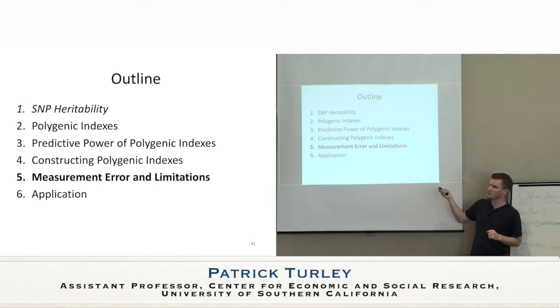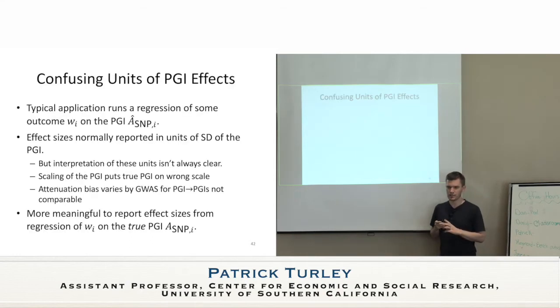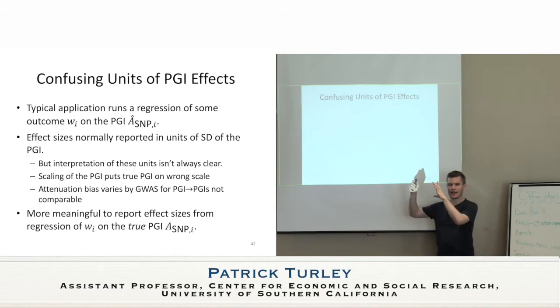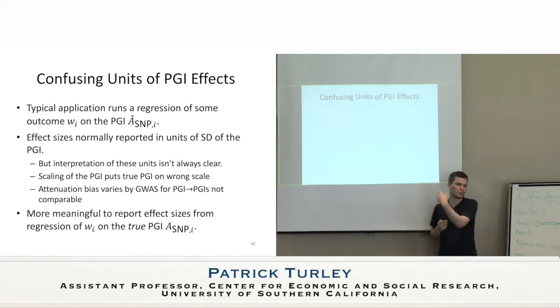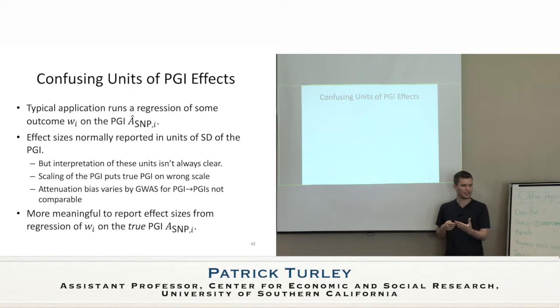So now let's talk about some limitations of polygenic indexes. The first one is related to the error. I told you already that you can think of polygenic indexes as the additive SNP factor plus some noise. As a result, the R squared is going to be attenuated. It's going to be smaller than the R squared that you would get if you actually used the additive SNP factor. It also has effects on interpretation: if you use the polygenic index in your research, how do you interpret the beta on the polygenic index in your regression?